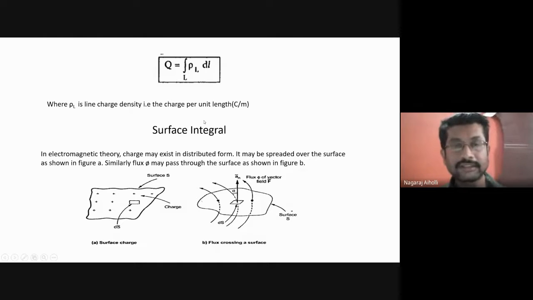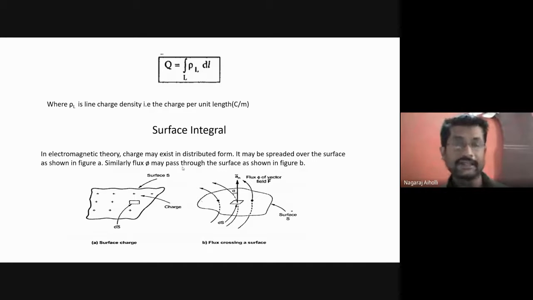Next, we will see the surface integral. In electromagnetic theory, charge may exist along a surface. There may be some surface, and along the surface there may be charges present. How much charge is present on this surface, or how much flux is passing through that surface, we can find out using the surface integral.